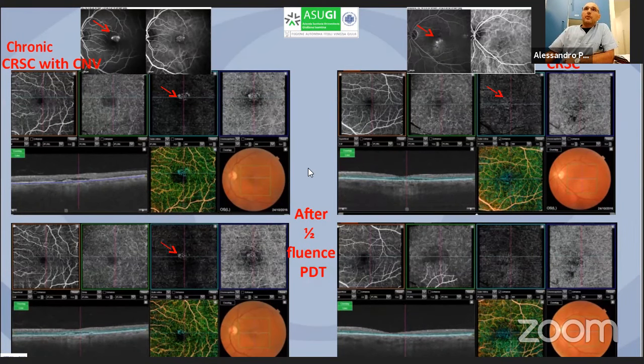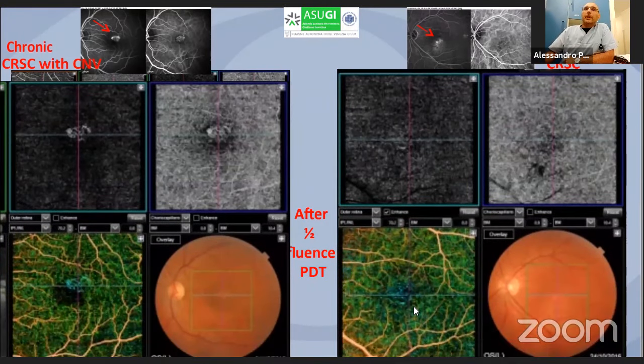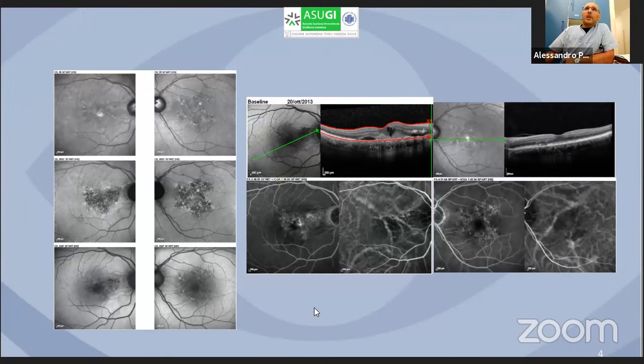And in these two patients, both of whom underwent half-fluence PDT, we can see that one responds and the other not. This one is a patient with a neovascularization that is clearly visible on angio-OCT here. The other one has nothing like that. In 2013, we didn't have angio-OCT.